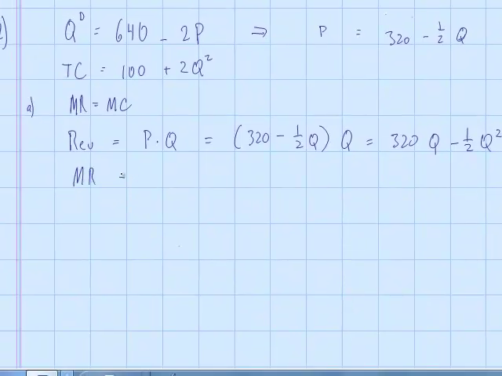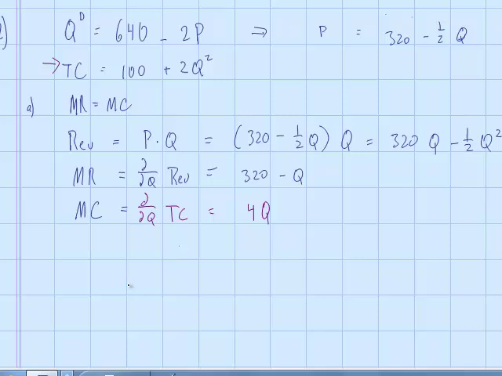Marginal revenue is equal to dQ of revenue. So 320Q gives me 320. Minus 1/2 Q squared gives me minus Q. So now I've solved for my marginal revenue. Next thing I need to do is marginal cost. I'm going to go up here to my total cost function and take the derivative of it. dQ of total cost is going to equal, the 100 goes away and I'm left with 4Q.